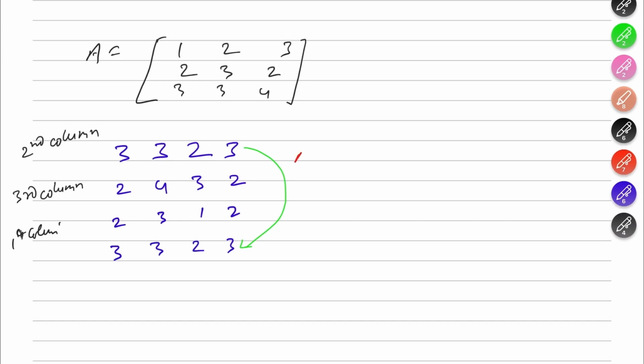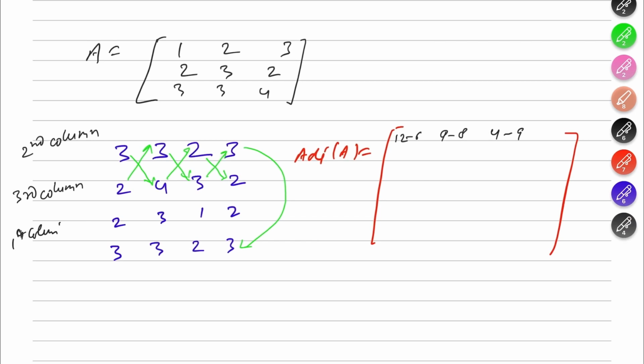So if I have to find the adjoint of a matrix A, it is very quick. See how I'm writing. We'll just do this one multiplication. Cross multiply 3 4 and 3 2: 3 4 are 12 minus 6. Here we get 12 minus 6. Similarly here, 3 3 are 9, minus 8. Again here 9 minus 8, same here also. Similarly here, 4 minus 2 2 are 4 minus 9.